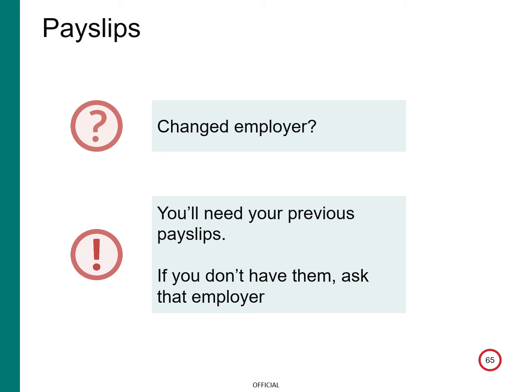If you changed employers during the year, the amounts will be on your payslips from the earlier employer. If you don't have them all, contact that employer. There's a YouTube video in the Help About guidance for more information on what you need to show.